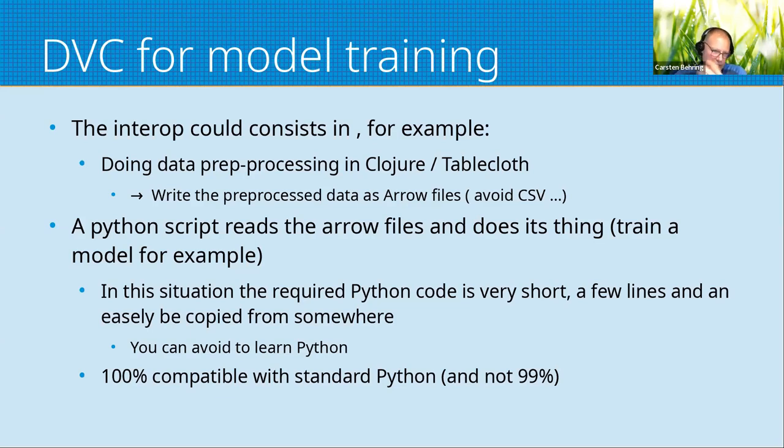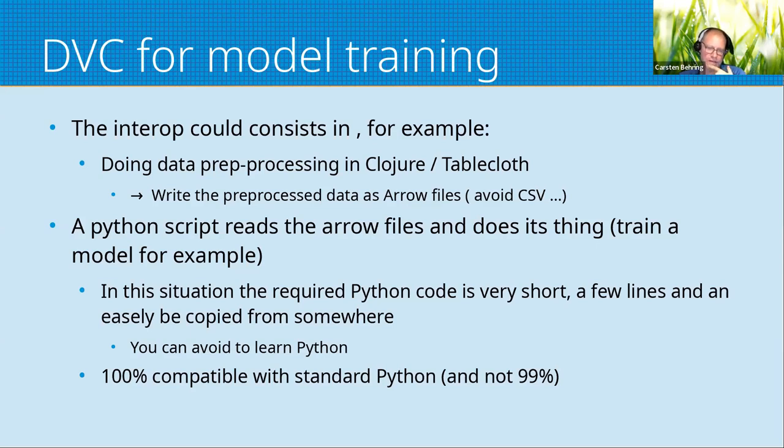For example, the data pre-processing, I would do now in Clojure, because tablecloth or tech.ml.dataset are full featured compared to pandas in my use. There's basically no reason not to use those. And then we can, for example, write the pre-processed data as Arrow files. We don't do CSV. CSV is bad, but we can do Arrow files. And then the next step is a Python script, which reads the Arrow file, and then it does the thing. So train a model, for example.